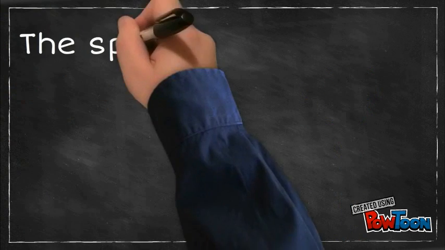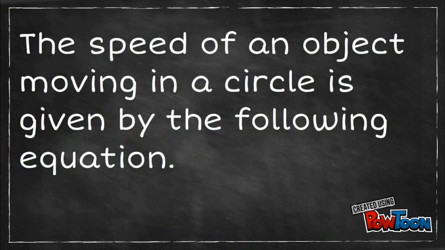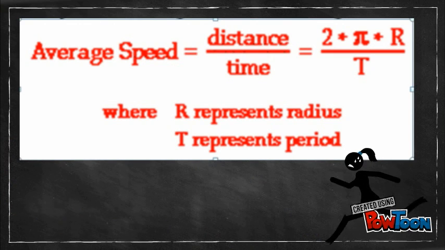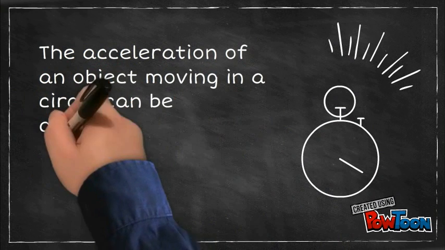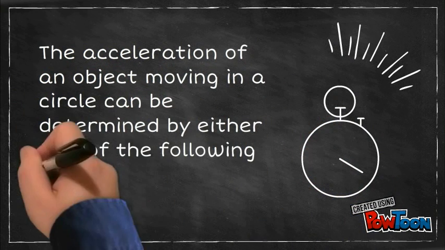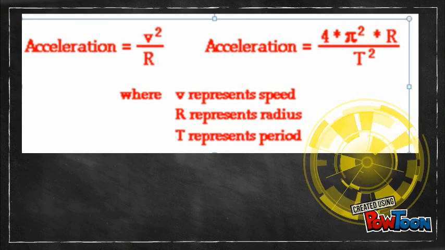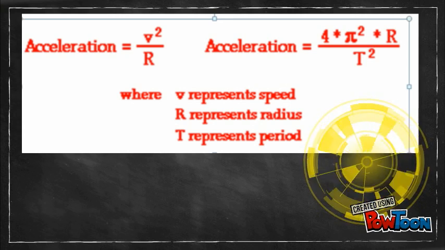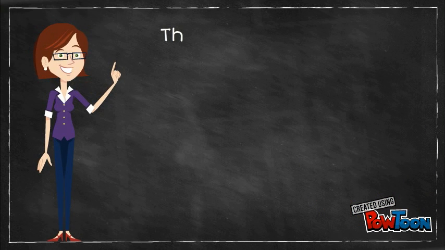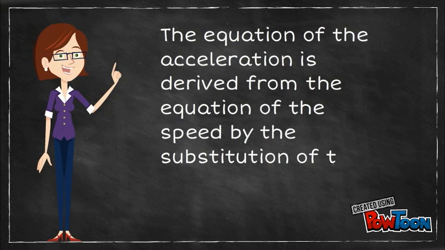The speed of an object moving in a circle is given by the following equation. The acceleration of an object moving in a circle can be determined by either of the following two equations. The equation of the acceleration is derived from the equation of the speed by the substitution of the expression.